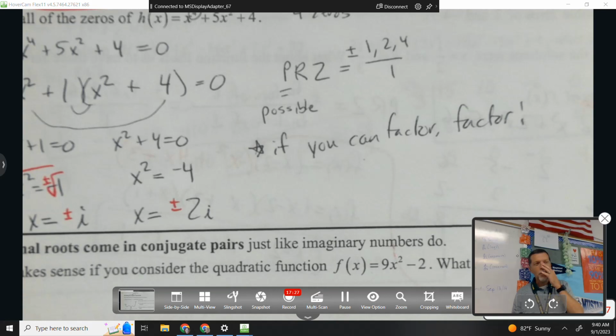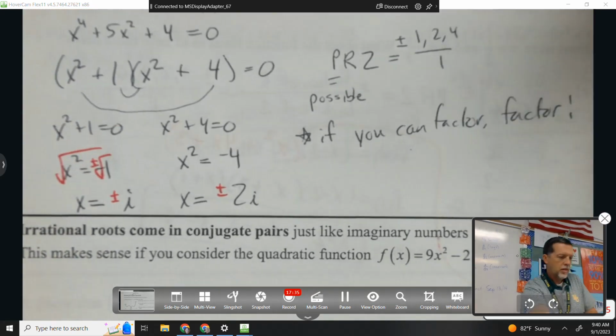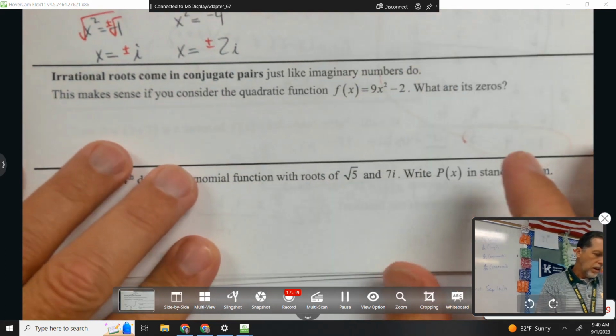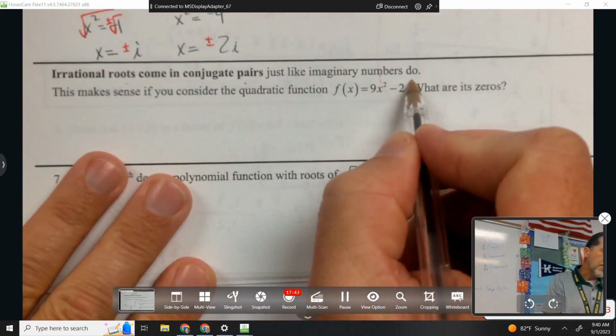The possible rational roots thing is nice, but it's kind of a last resort. Like, I can't figure out what's going on here, so I'm just going to guess and check and see what works. Irrational roots come in conjugate pairs just like imaginary numbers do.